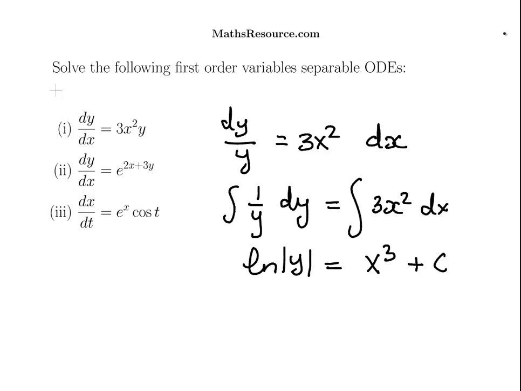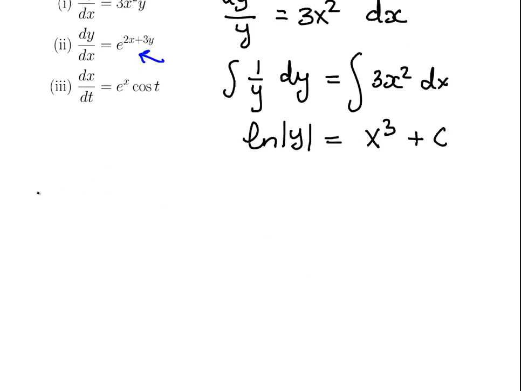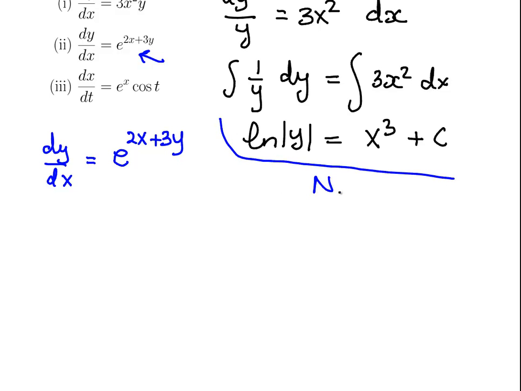dy/dx equals this one here. So dy/dx equals e to the 2x plus 3y. Okay, so I'll do this one in blue. dy over dx equals e to the 2x plus 3y. Something to remember here, nota bene, is that e to the a plus b is equal to e to the power of a times e to the power of b.